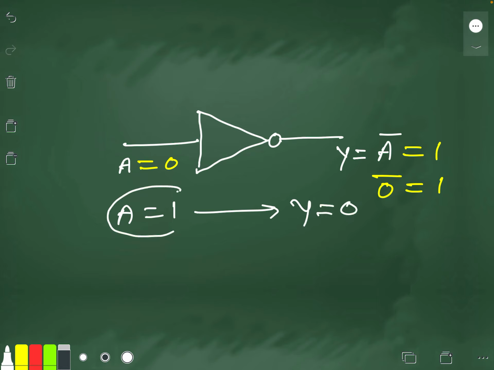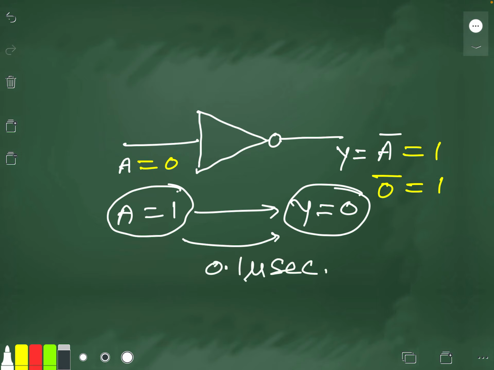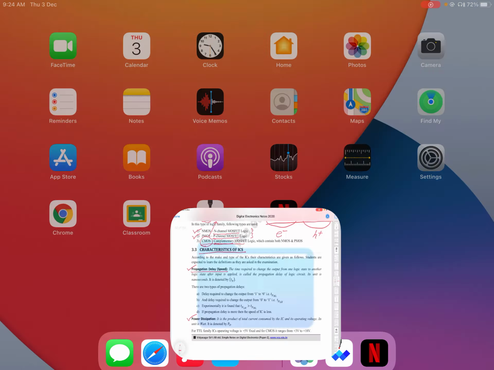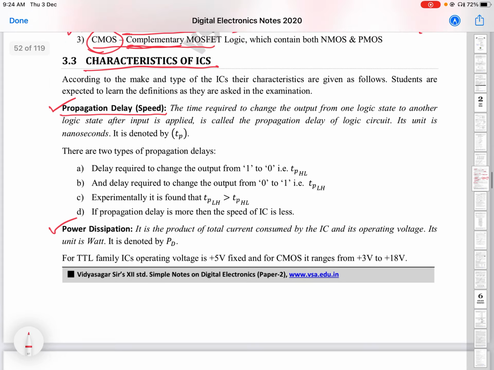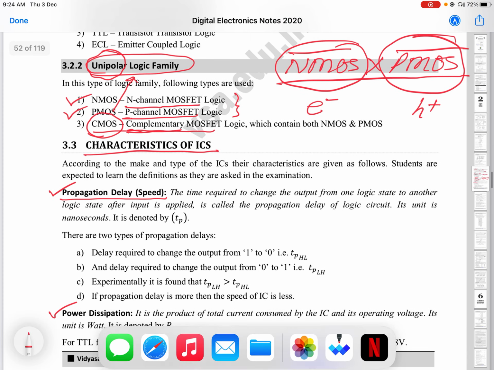But at the instant at which I make A equal to 1, Y does not become 0 at the same instant. It takes certain time to get Y equal to 0, and that time is roughly about 0.1 microsecond. So this delay is always there. Now, so far as logic circuits are concerned, this delay is of two types.